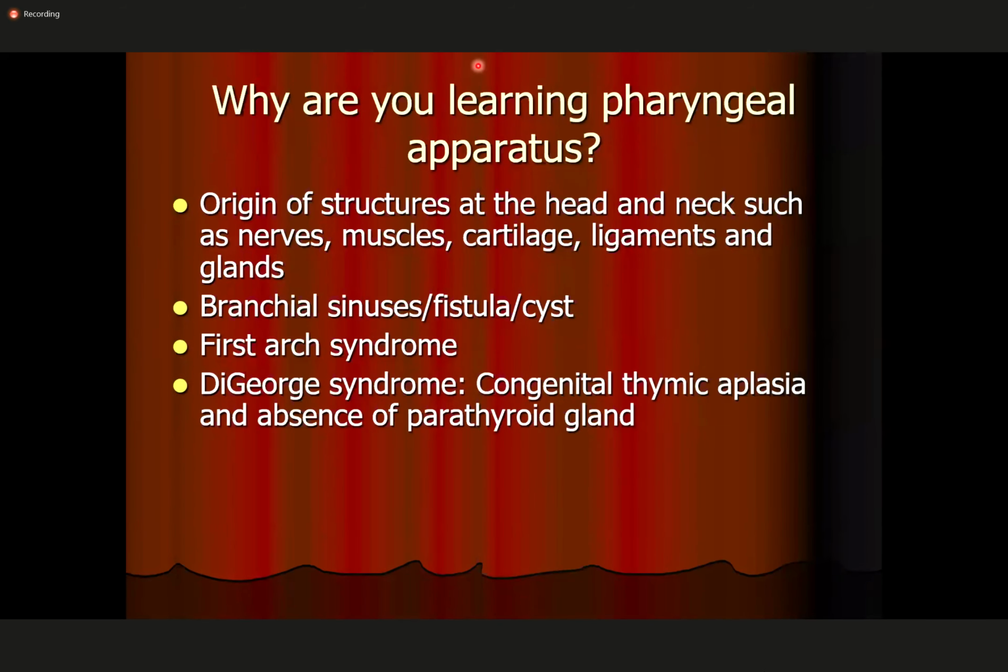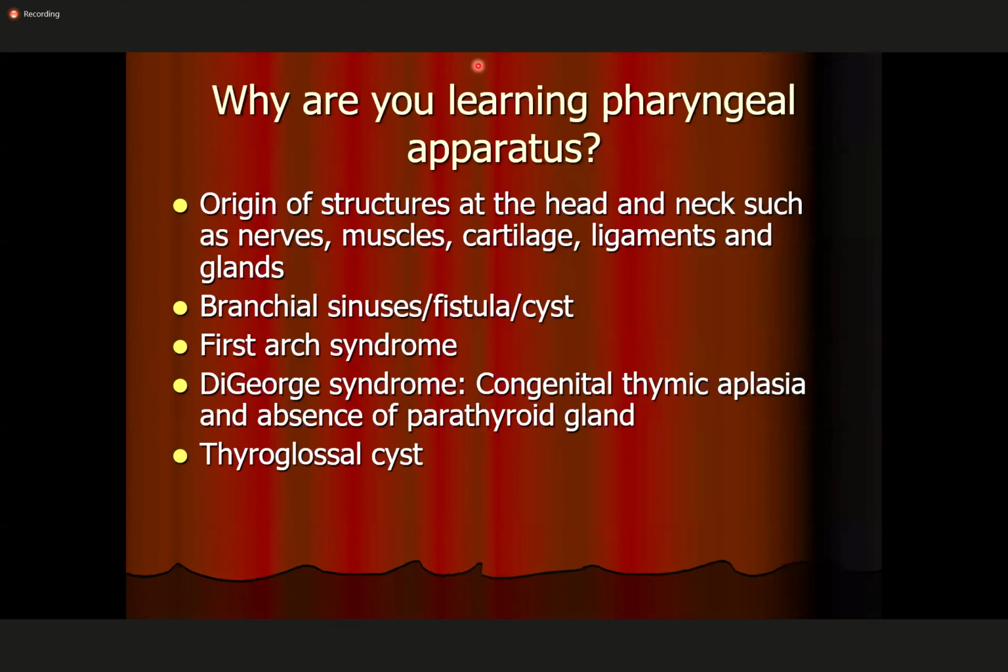DiGeorge syndrome. It is a congenital thymic aplasia. Everybody knows by now, thymus is the immunologic gland in the early part of life. But if it is absent, including the parathyroid gland, we call DiGeorge syndrome. A child is born with calcium problem and immunologic problem. Very likely it is a DiGeorge syndrome. And what is this all about? I'm going to explain that today.